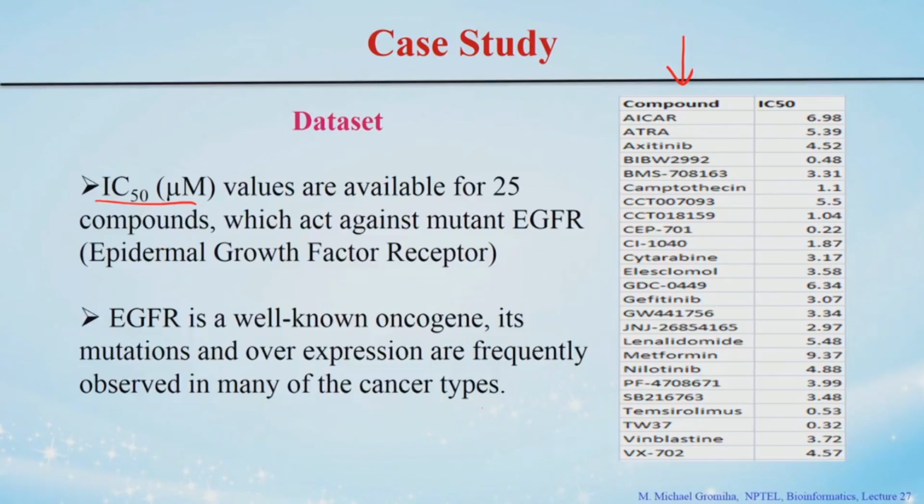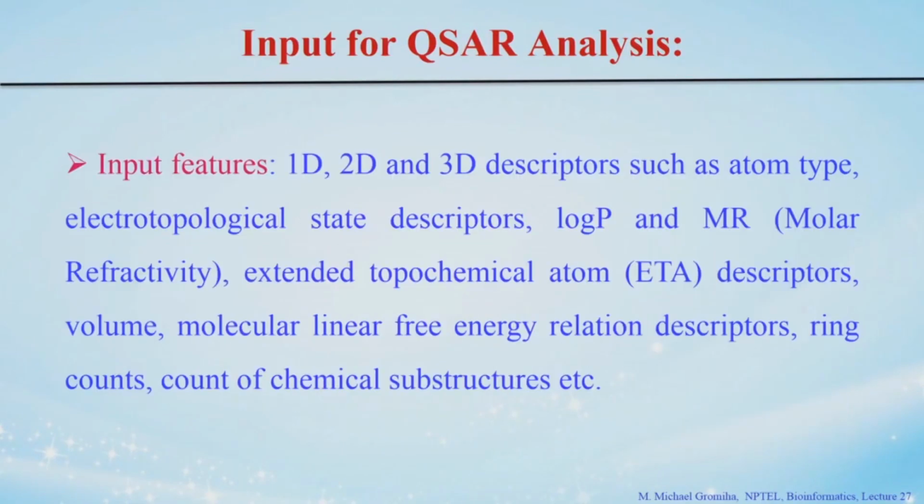So, we have the values for the 25 compounds against the EGFR. These are the 25 compounds and these are the IC50 values in micromolar. Now, can we predict these IC50 values using any properties, or if you have new compounds, because many compounds are available in the literature, can you identify any better compound than the ones reported in the literature? First we have to derive the features.